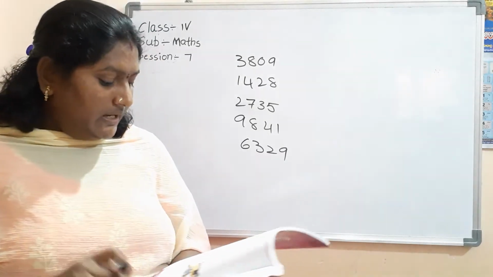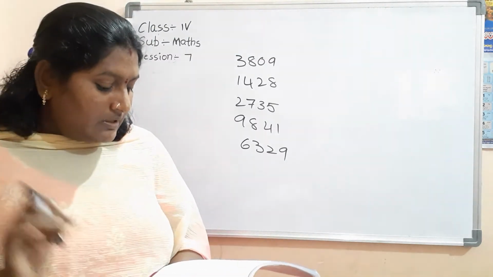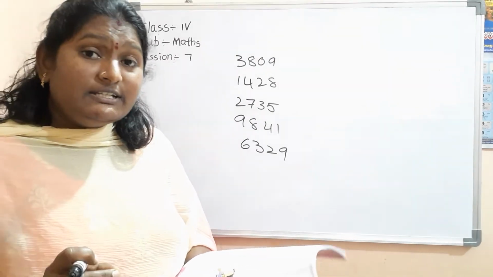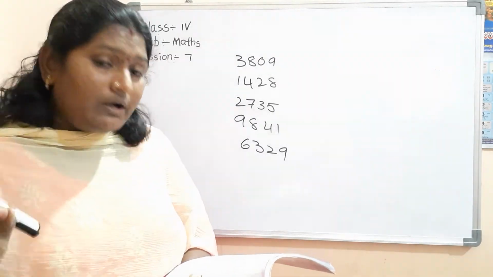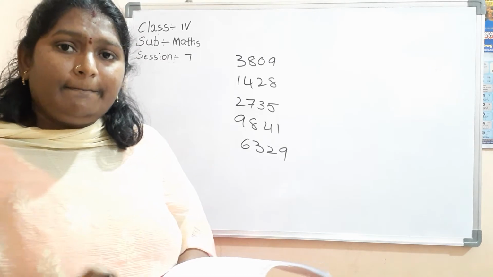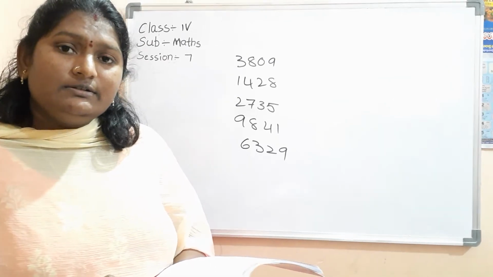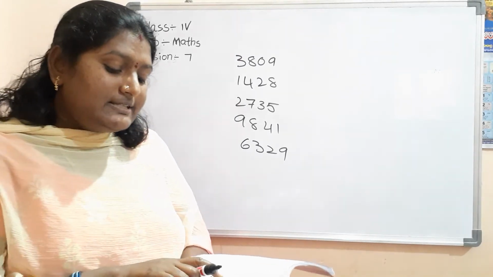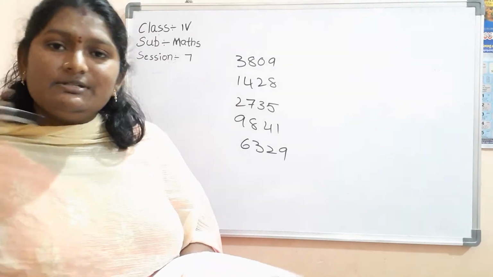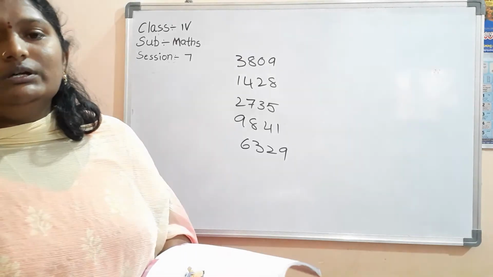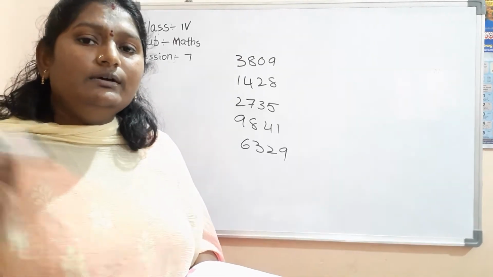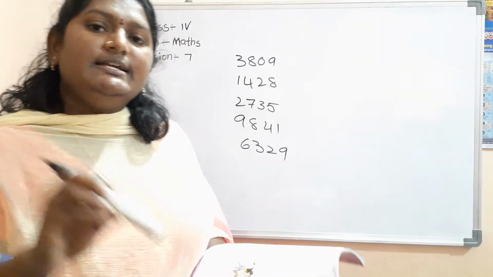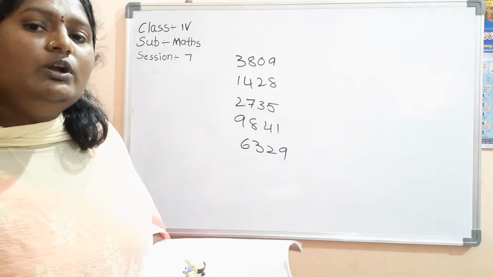Then the 7th bit. Write the numbers in ascending order. What is the meaning of ascending order? It's nothing but we want to arrange the numbers from small to big. Ascending order means arrange the numbers small to big.